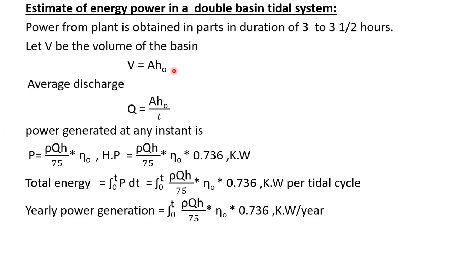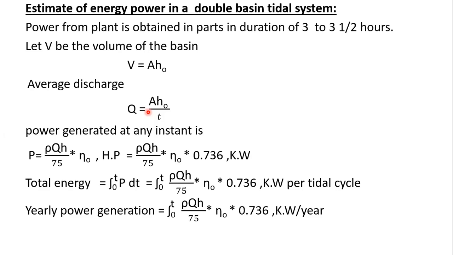So from that, the average discharge Q can be written as A H naught by T, where T is the total duration of generation in one filling or in one emptying operation. So what is the time needed for full filling of the reservoir and full emptying of the reservoir? It is denoted as time T.